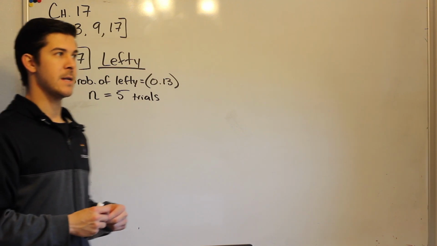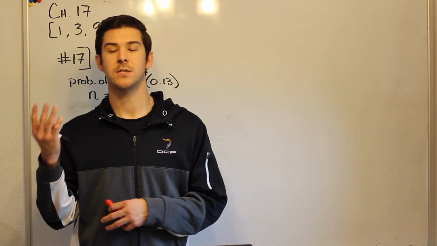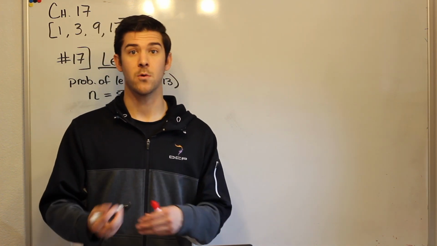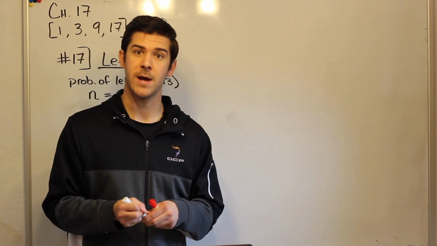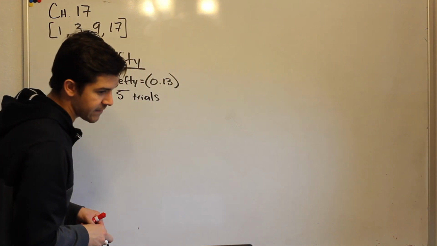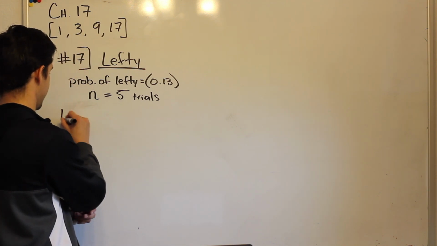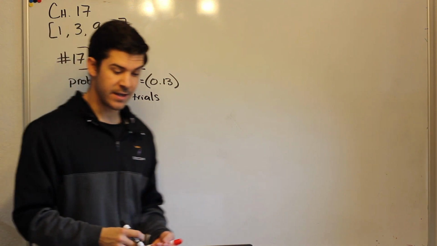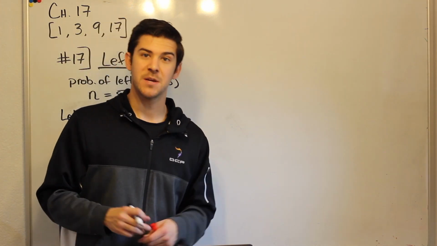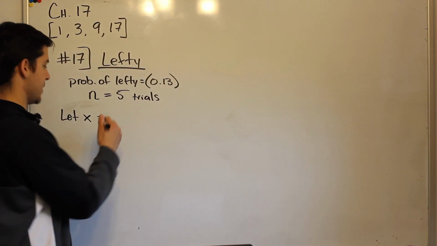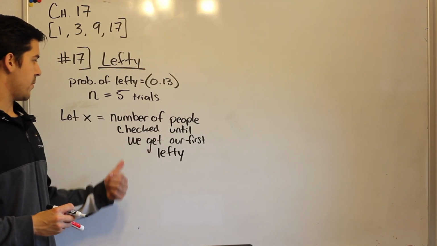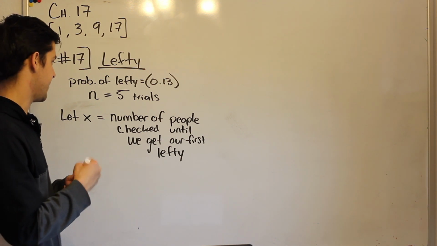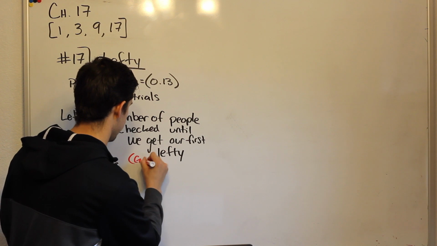Now, in order for us to make the most sense of whether or not to use the geometric or the binomial distribution, we need to define a couple variables in order to think of a problem a specific way. In this case, we'll be identifying the variable x. I'm going to say the words, let x equal something specific in terms of, let's say, a geometric model. X is going to be the number of people checked until we get our first lefty. In this case, x is going to help us define our geometric model.